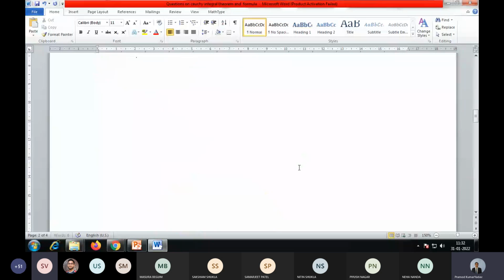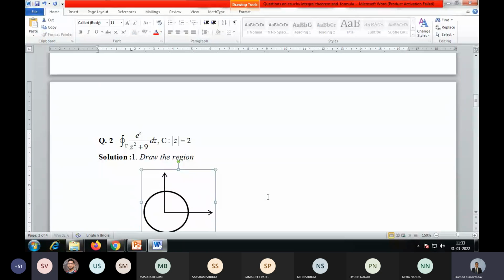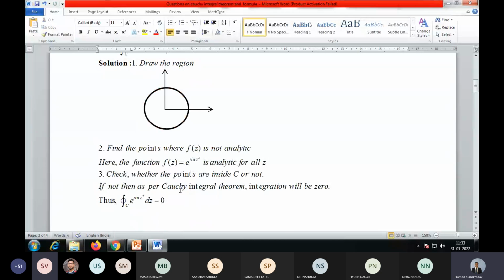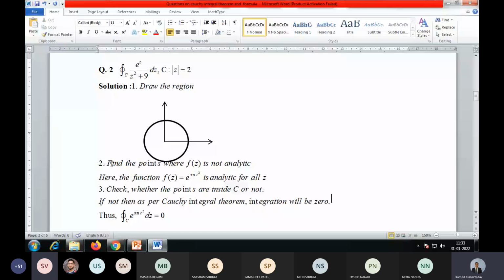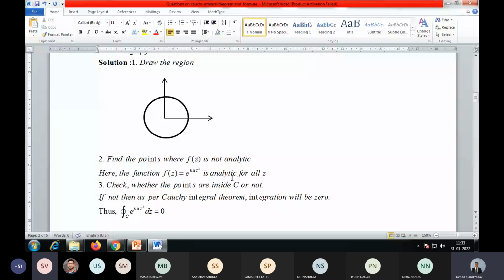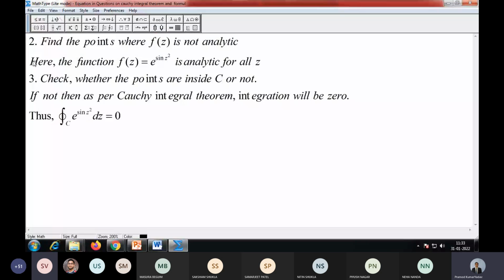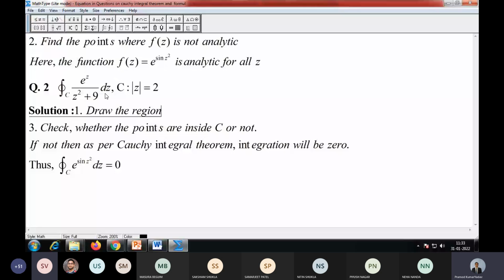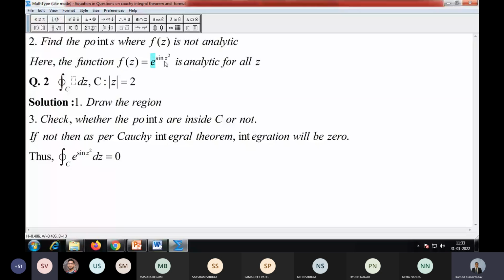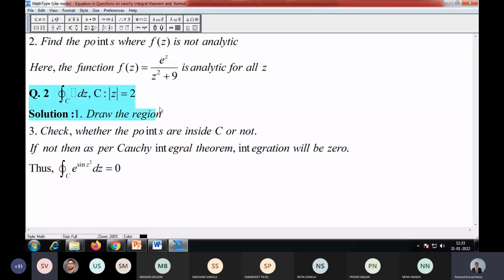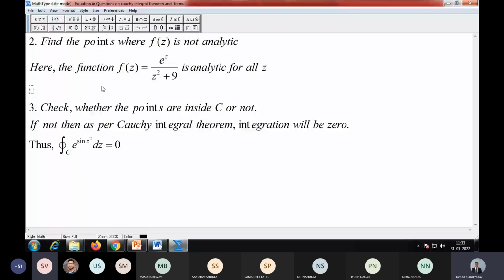Then second point. Find the points where f(z) is not analytic. So how can we find the points where the function f(z) is not analytic? The function is this one.